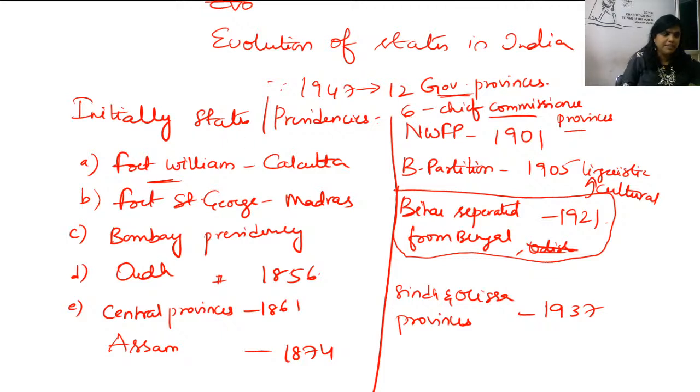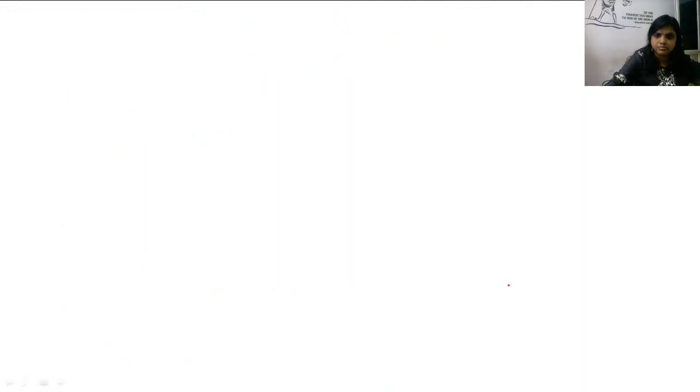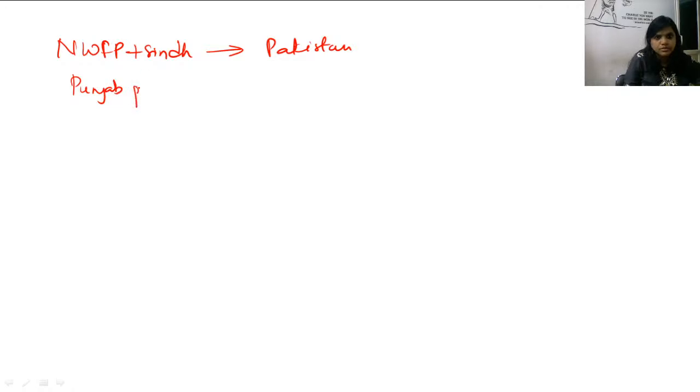However, after 1947, the Northwest Frontier and Sindh got merged into Pakistan. The Punjab province got divided between Pakistan and India.